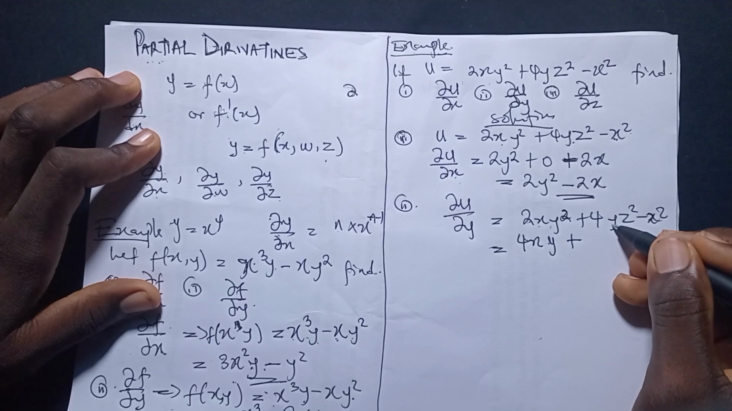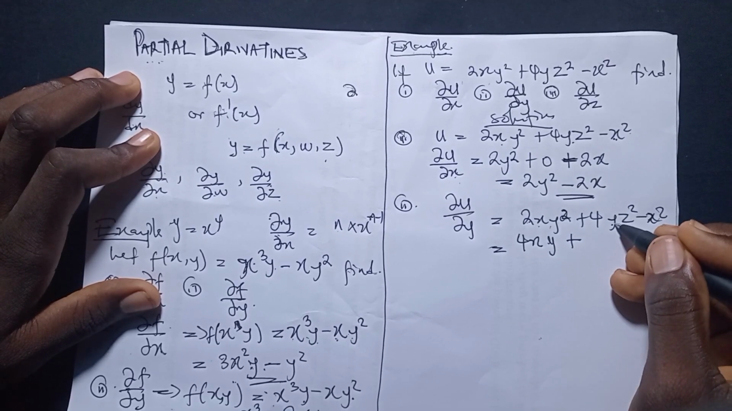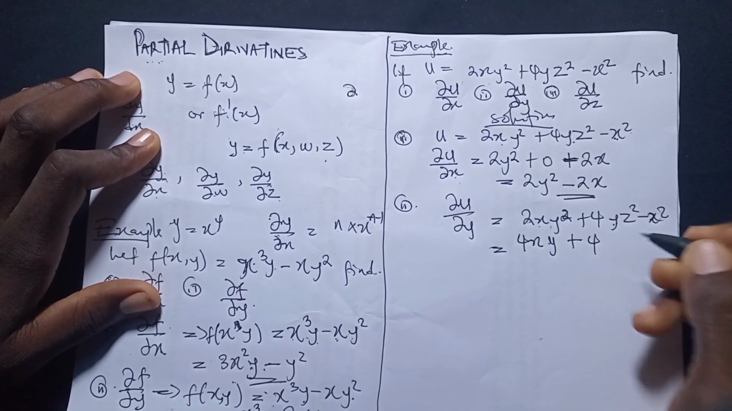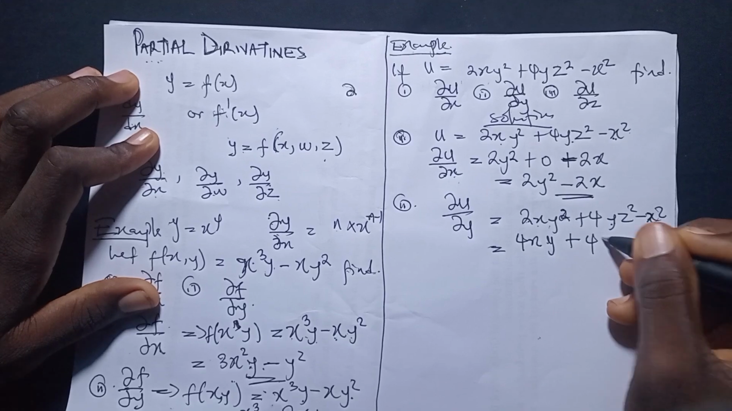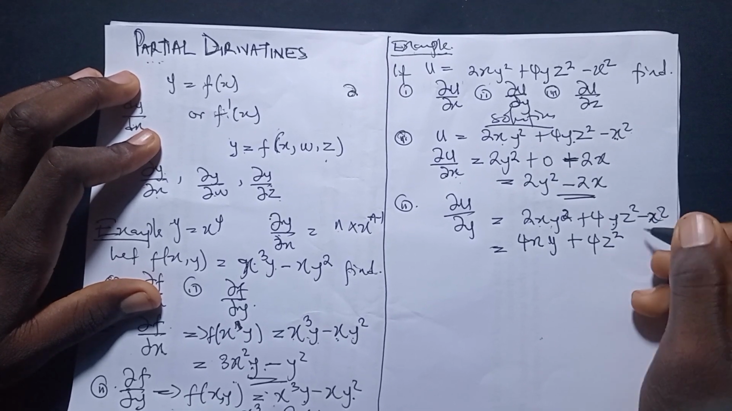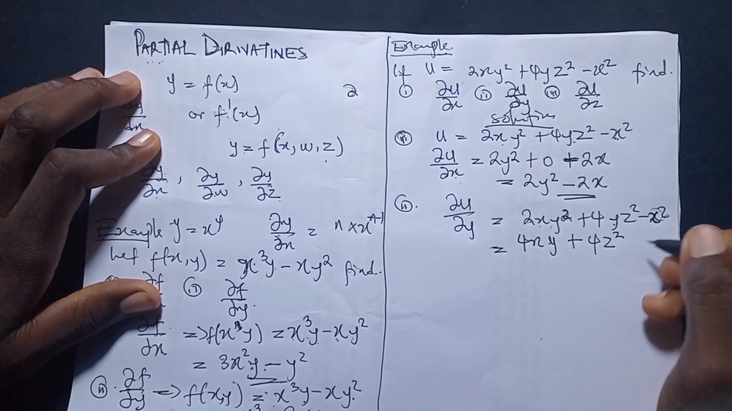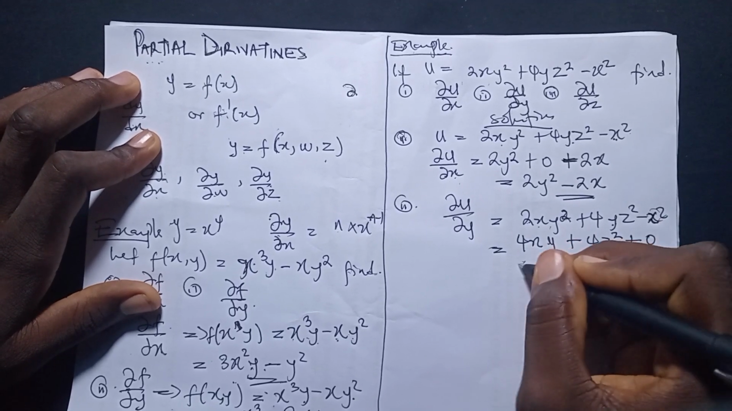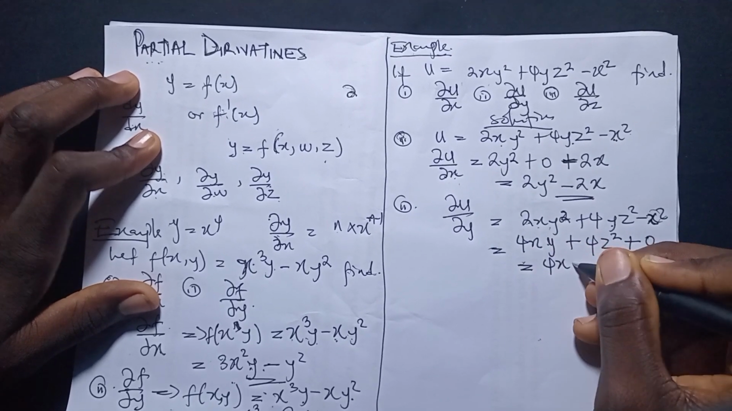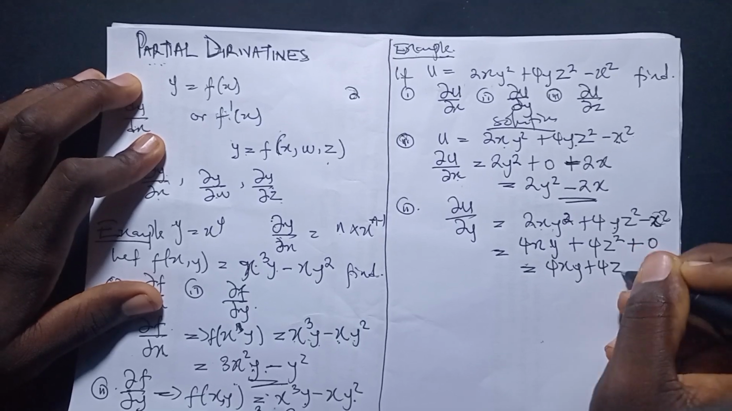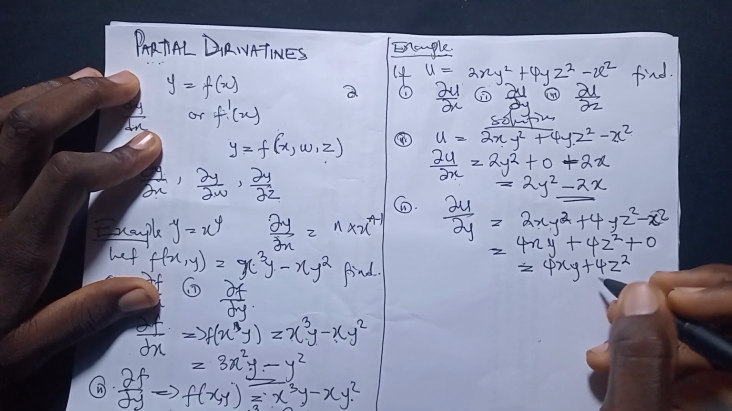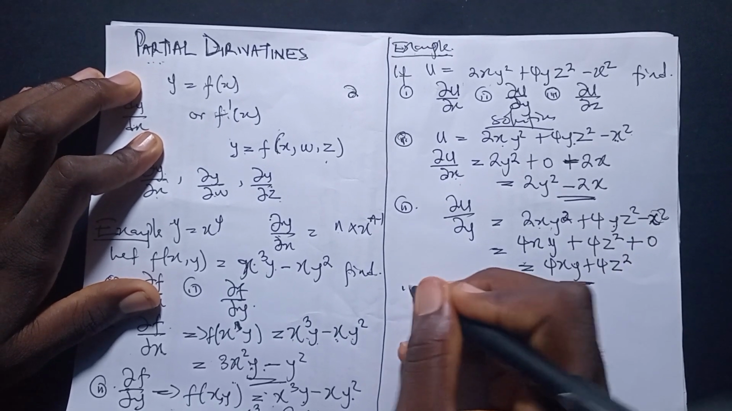Plus, y here is 1. So if you differentiate y here, you have 1. So plus 4z squared. Is there y here? Since there is no y here, we'll take it as 0. So this is equal to 4xy plus 4z squared. This is your answer.